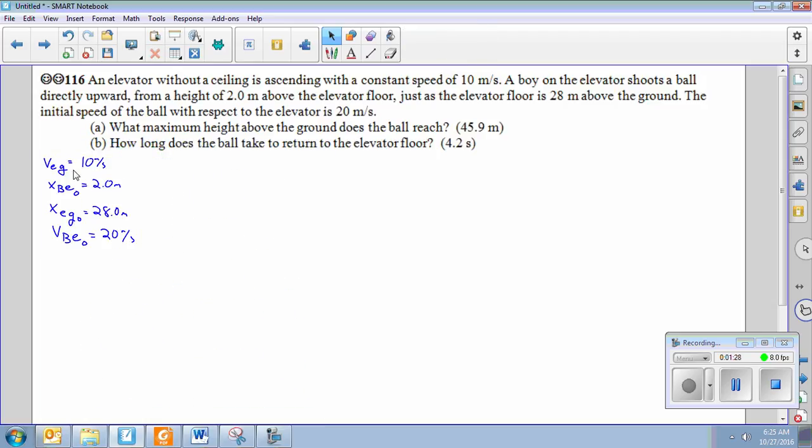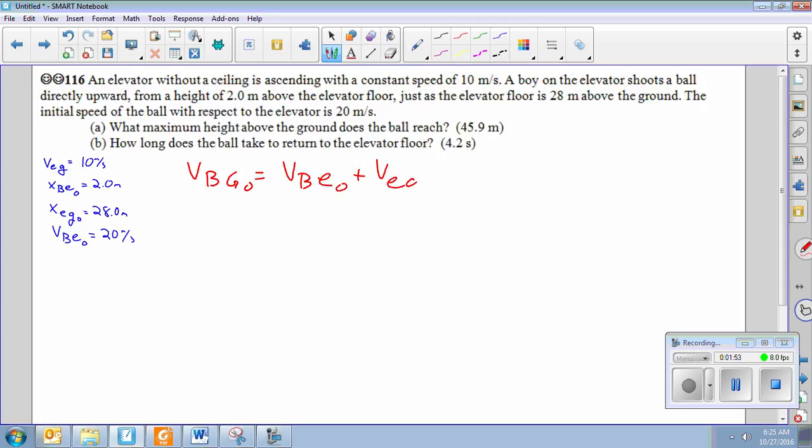All right, so A says what maximum height above the ground does the ball reach? So I'm trying to find the height above the ground, so I want to do everything relative to the ground. The velocity of the ball relative to the ground initially is equal to the velocity of the ball relative to the elevator initially plus the velocity of the elevator with respect to the ground initially. It's constant, but we can put it in there. So for us, that's 20 meters a second plus 10 meters a second, well, that's just 30 meters a second.